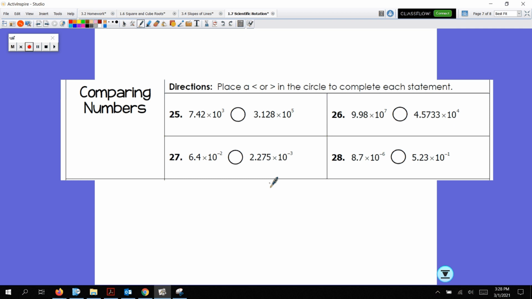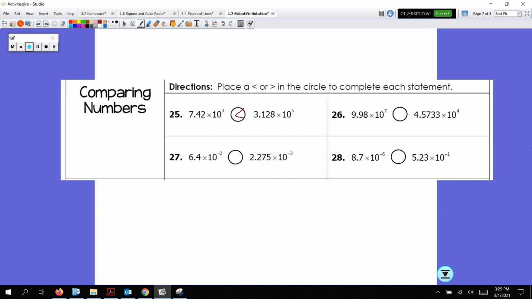All right, comparing numbers. Now we're going to compare these numbers. We are also going to be doing more of this tomorrow, so keep this in the back of your mind that we're going to be comparing these numbers. So first off, if you look at the exponents, that's going to tell us a lot of stuff, okay? I have an exponent of +5 and an exponent of +3. Who is bigger? 5 is bigger than 3. So guess what? That number, 3.128 times 10 to the 5th power, is bigger than 7.42 times 10 to the 3rd.